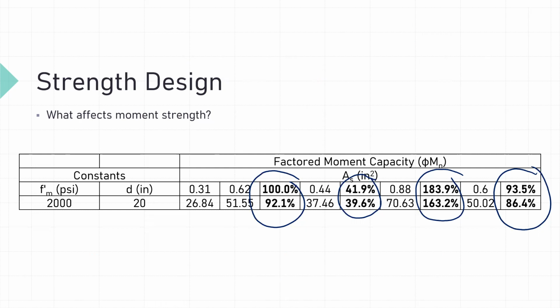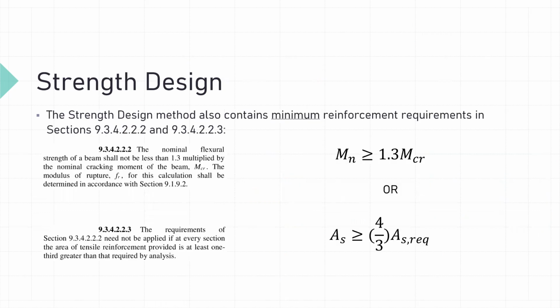F prime m is not going to have a huge impact on flexural capacity. However, with our area of steel, we have kind of a directly proportional relationship between area of reinforcement and our moment capacity. So moving on, we also have minimum reinforcement requirements, and those are in sections 9.3.4.2.2.2 and 9.3.4.2.2.3. And these restrictions are there, if you read the commentary in the TMS 402, to prevent brittle type failures.